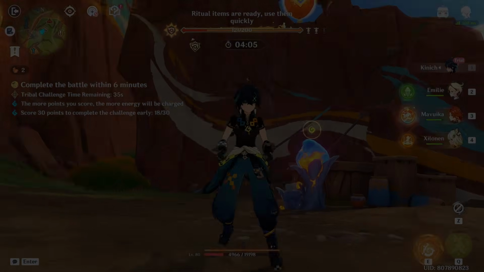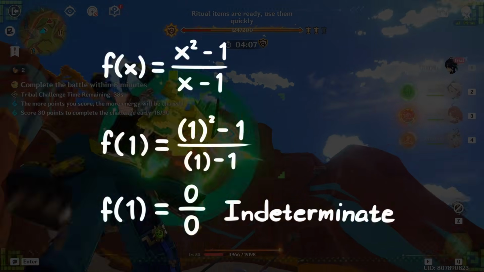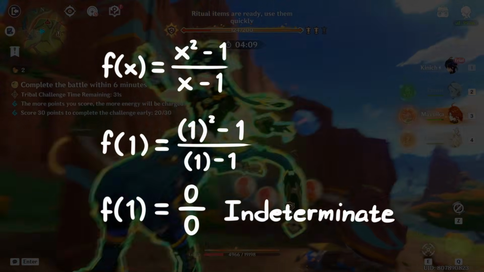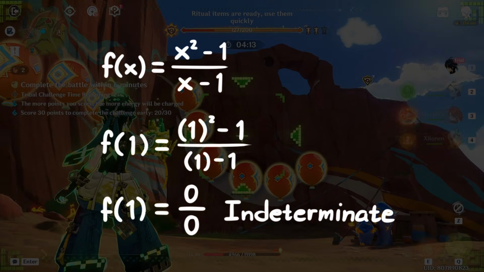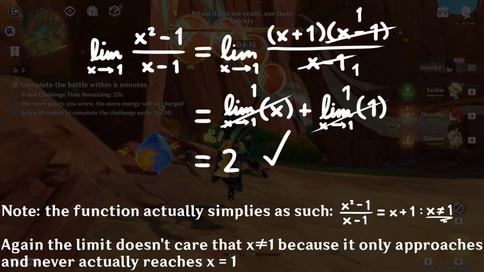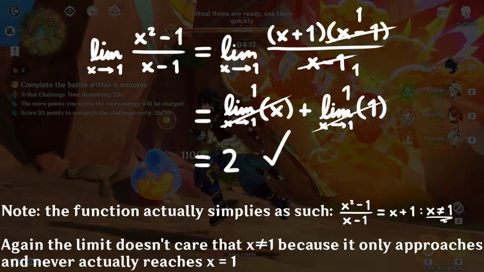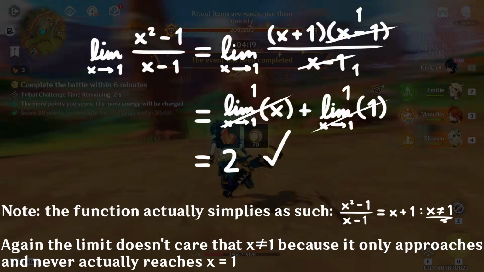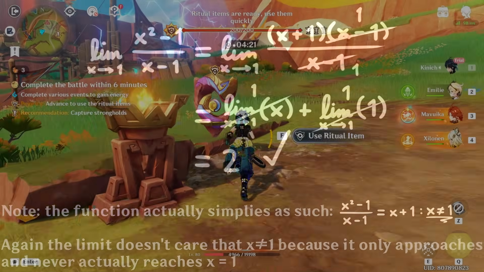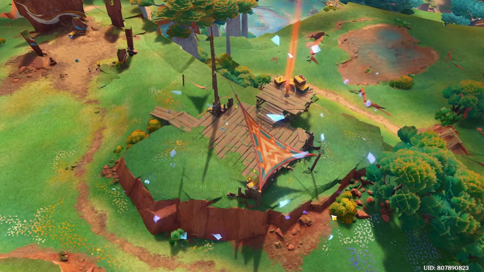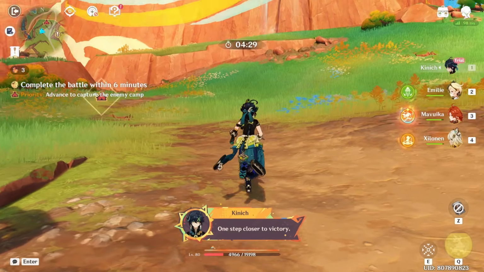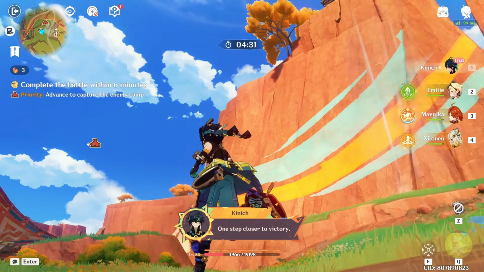I just want to step aside here to emphasize that if you substitute x equal to 1 into x squared minus 1 divided by x minus 1, it gives an indeterminate. However, when taking the limit as x approaches 1, we actually manage to calculate an exact value. So even if the result when directly substituting the value into the function does not exist or is indeterminate, the limit can still work out.